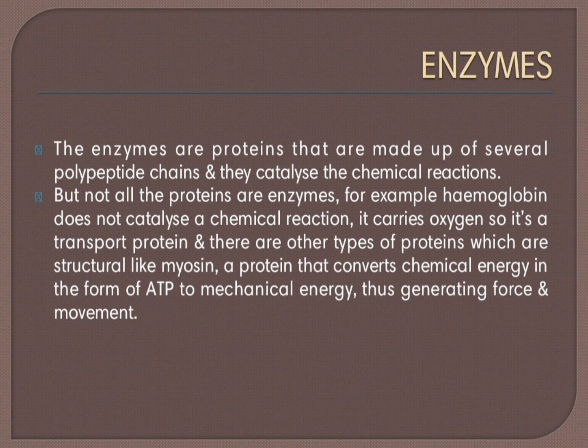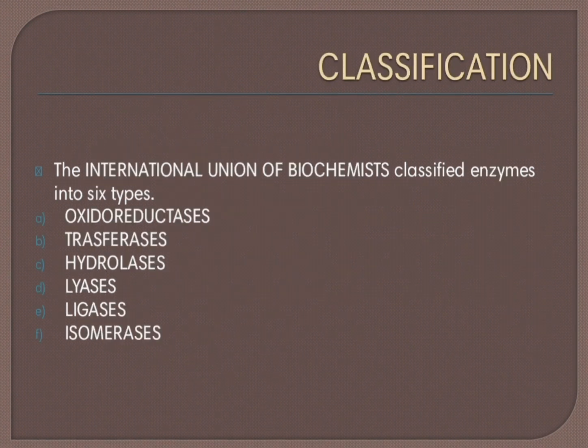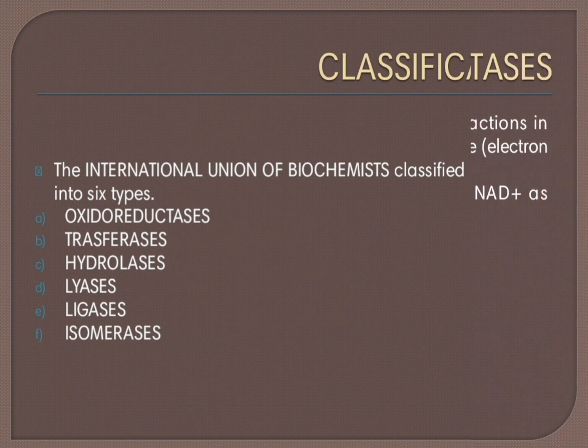But when we take structural proteins like myosin, they convert the chemical energy in the form of ATP to mechanical energy, and movement is generated. Let's see about the classification. The International Union of Biochemists classifies enzymes into 6 types. They are oxidoreductases, transferases, hydrolases, lyases, ligases, and isomerases.